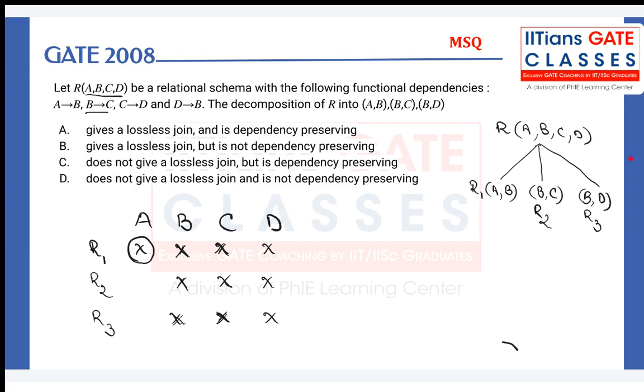After doing all of this, is there a row that contains all the attributes marked? There is, right? There is a row that contains all the attributes marked. So if you find a row with all the attributes marked, it means it is a lossless decomposition. It is a lossless decomposition.